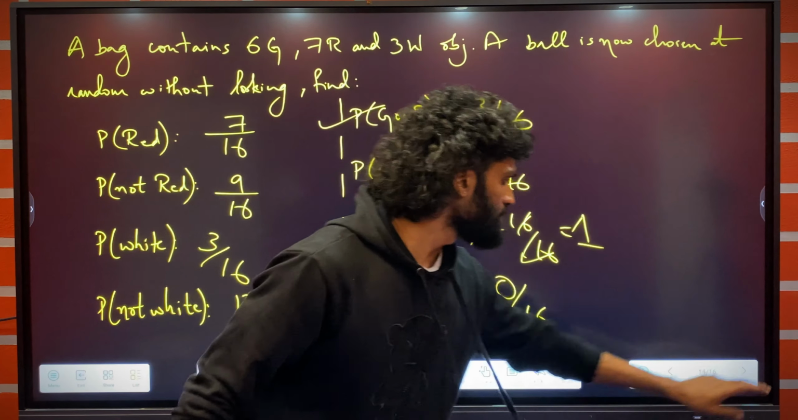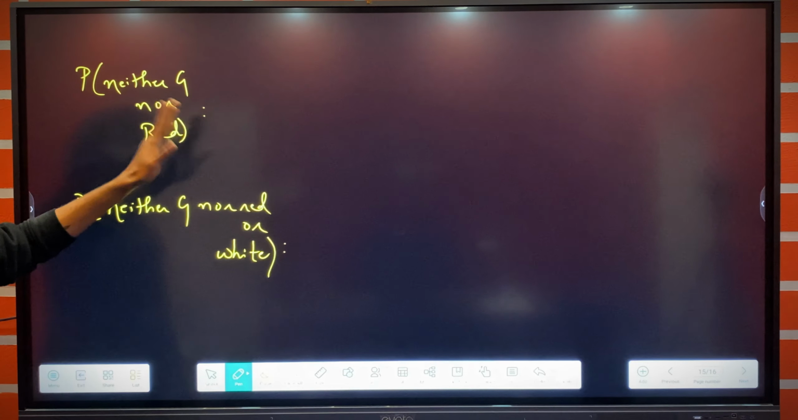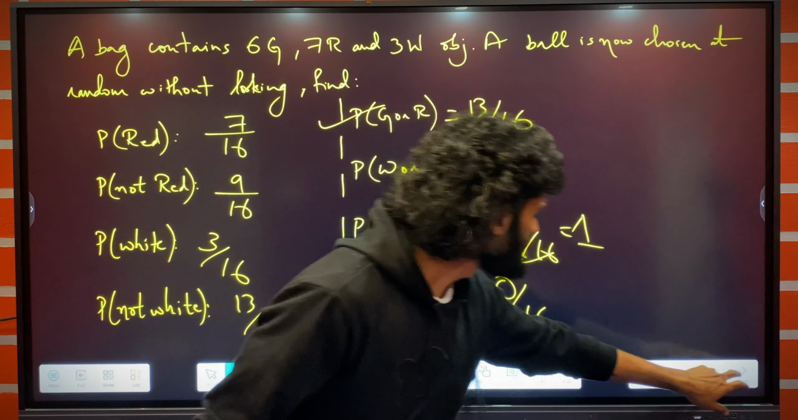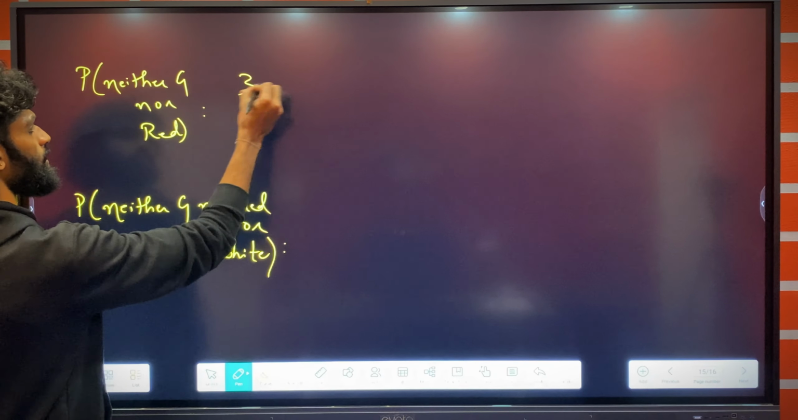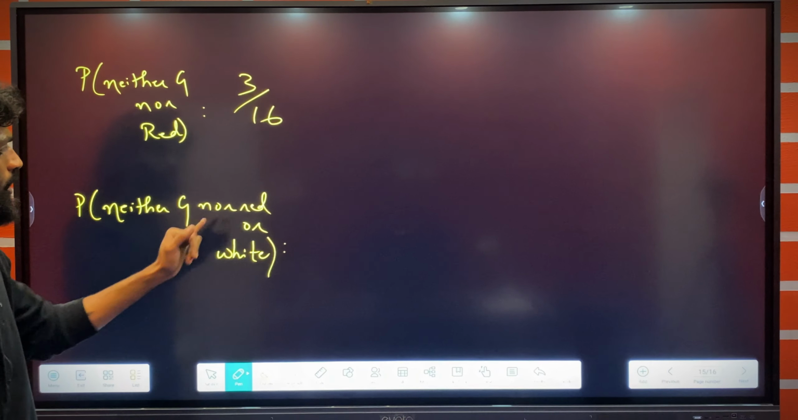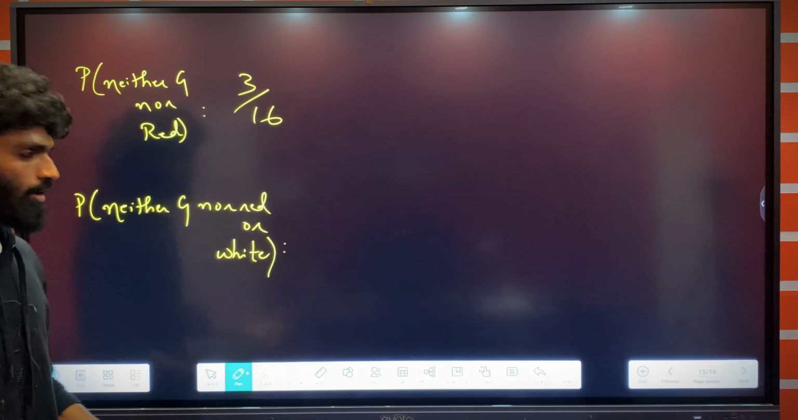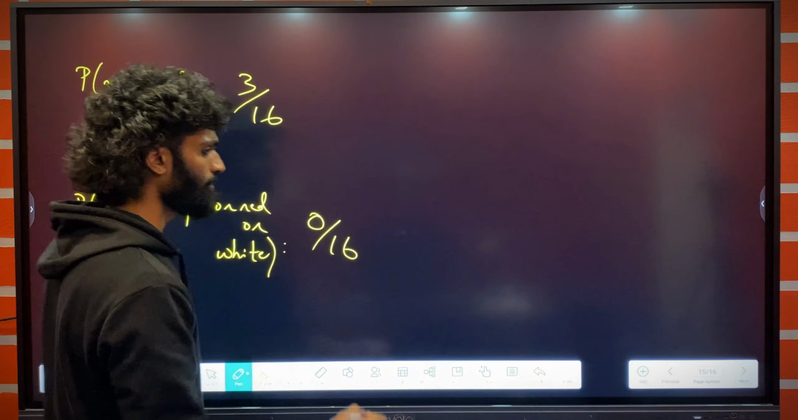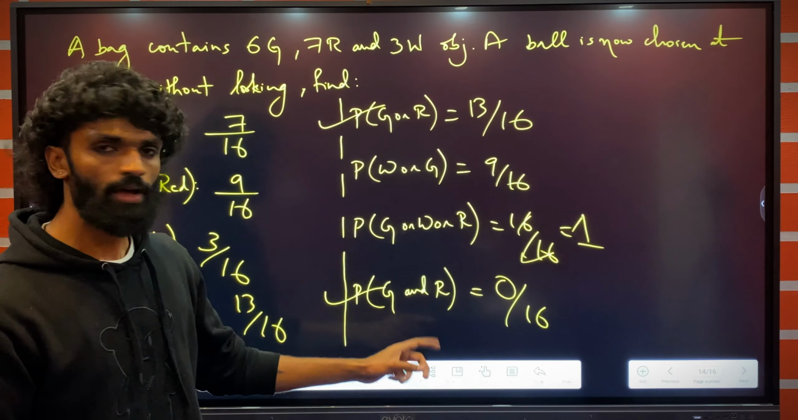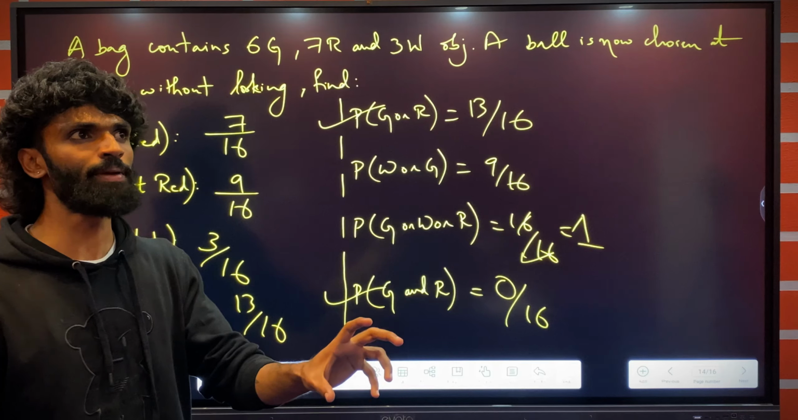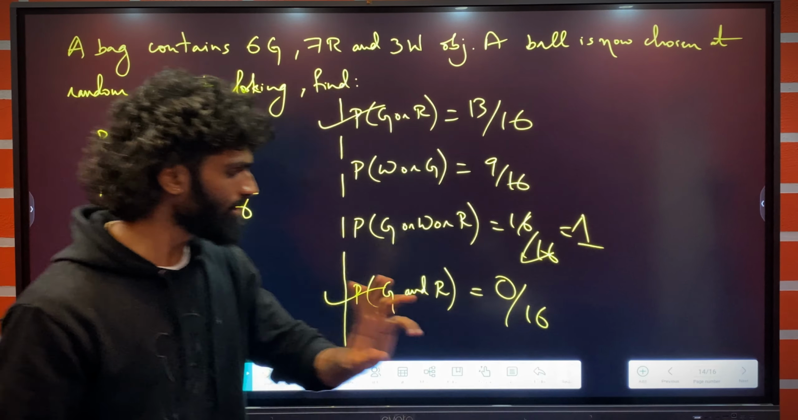Okay, next part. Neither green nor red. If it is neither green nor red, it has to be white. It will be 3 out of 16. Neither green nor red nor white. 0, no. It has to be some other color. So therefore, careful with this. When you pick up an object, it can't be both apple and orange. It can't be mixed fruit. Common sense. Okay, that's the only thing.